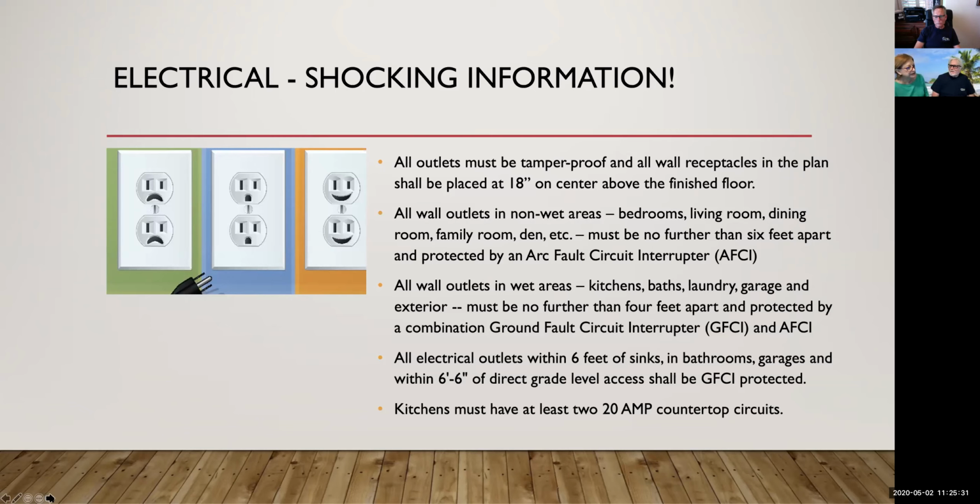All your wall outlets in wet areas, that's the kitchens, bath, laundry, garage, and the exterior, must be no farther than 4 feet apart and protected by a combination of the ground fault interrupter, GFCI, and an AFCI. All electrical outlets within 6 feet of sinks in bathrooms, garages, and within 6 feet of a direct grade level access shall be ground fault interrupted and protected. Kitchens must also have at least two 20-amp countertop circuits. These are for your small appliances.